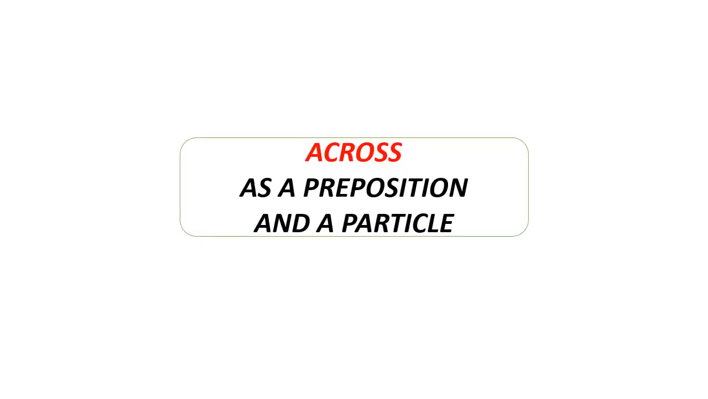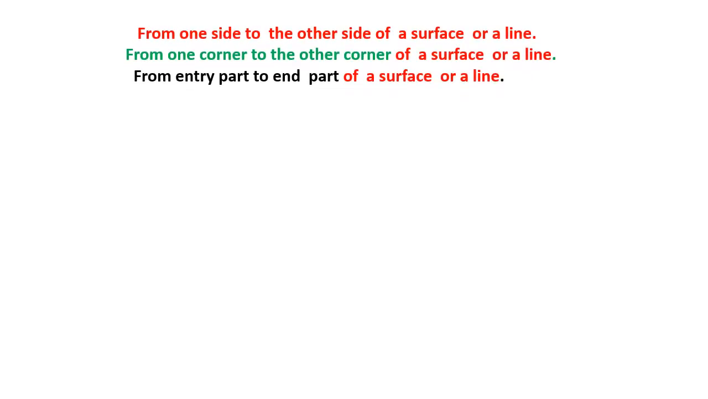In this video, I would like to share with you the topic across as a preposition and a particle. Right, now let us see where to use across. Across is used for the meaning from one side to other side of a surface or a line. That means when we think of an object as a surface or a line, then we make use of across for the meaning from one side to other side of it.